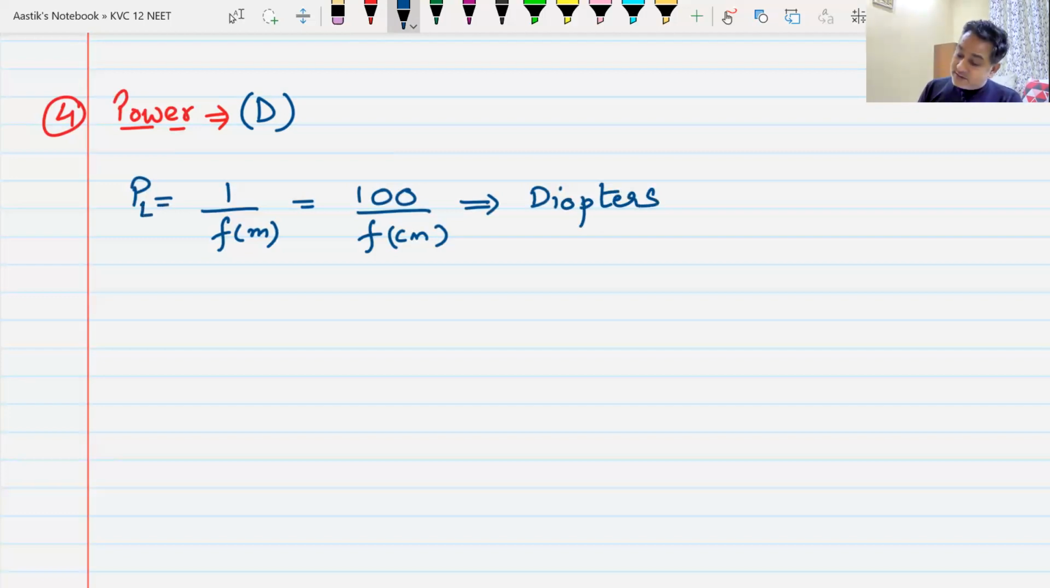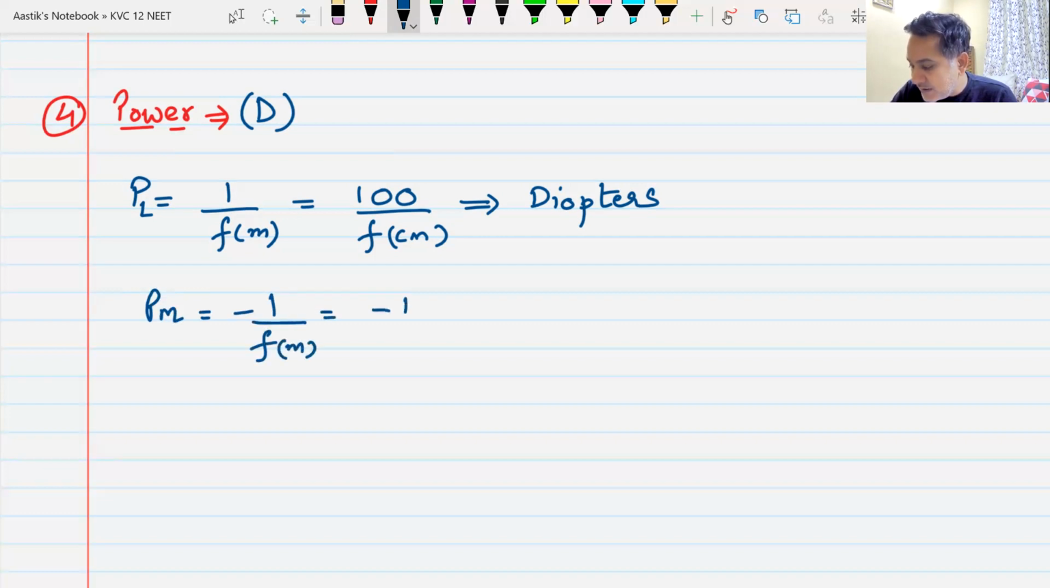Let's write it as PL, power of the lens. What is the power of a mirror, PM? The formula for power of a mirror is minus 1 by f if it is in meters, or minus 100 by f if it is in centimeters. Then we are going to get the power in diopters. Do you understand this? Now, remember one important point about power.